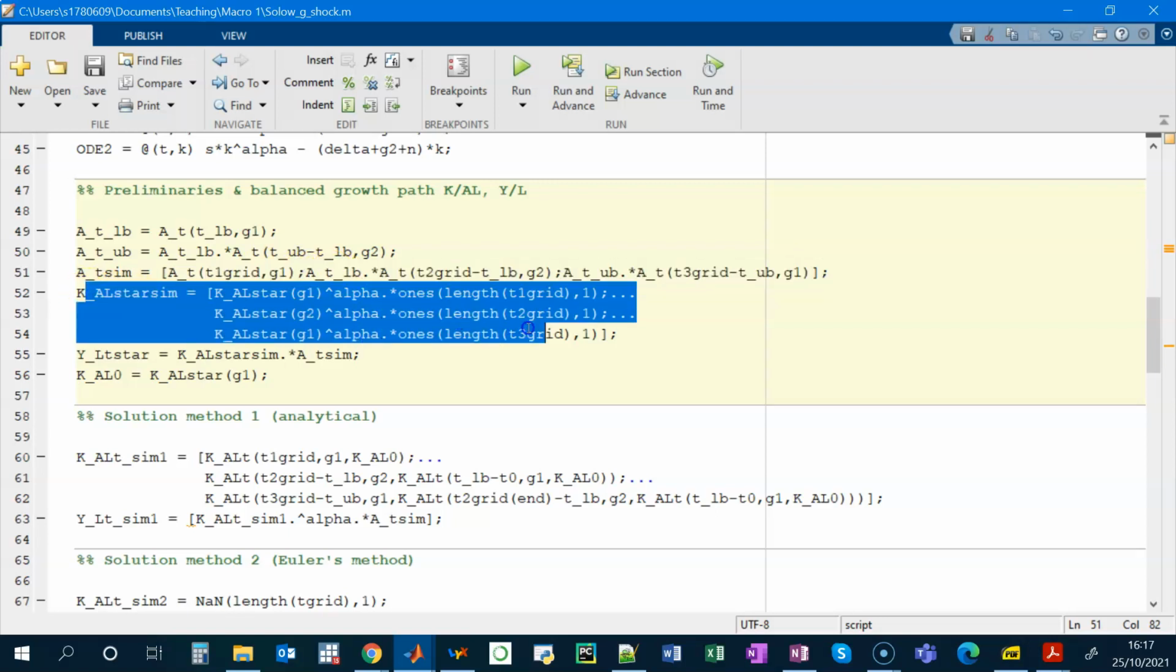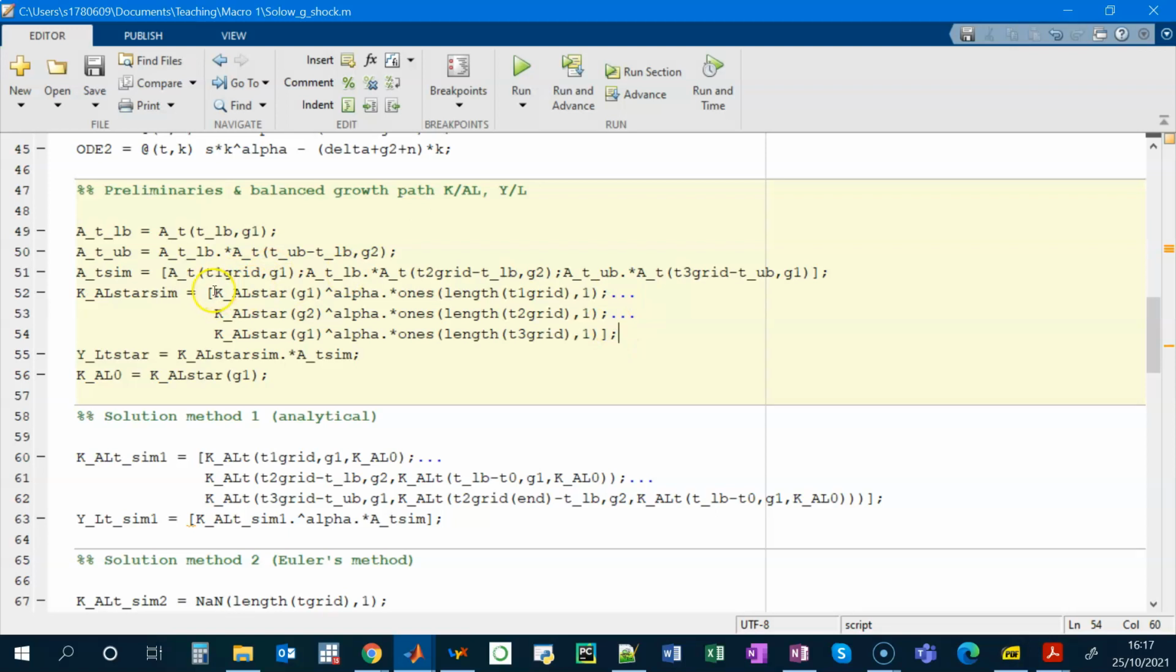Line 52 to 54 is just the capital per effective worker on the balanced growth path. Of course, in the first interval between T0 and T lower bar, the capital per effective worker on the balanced growth path is going to be given by plugging the initial growth rate into our formula for capital per effective worker in the steady state. In the middle interval between T lower bar and T upper bar, we plug in the higher growth rate, and then again, after T upper bar, we plug in the lower growth rate again.